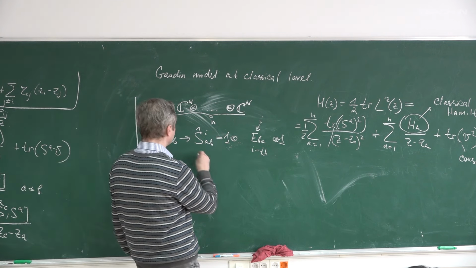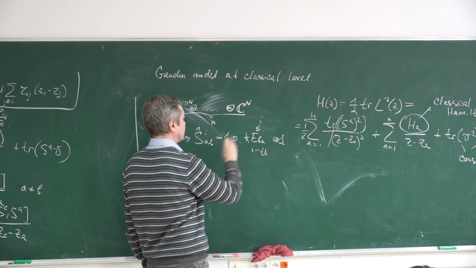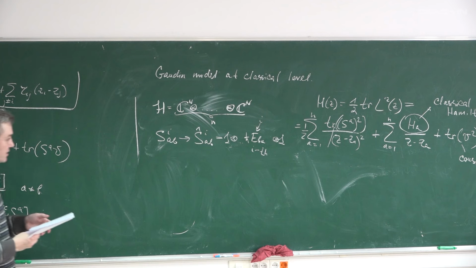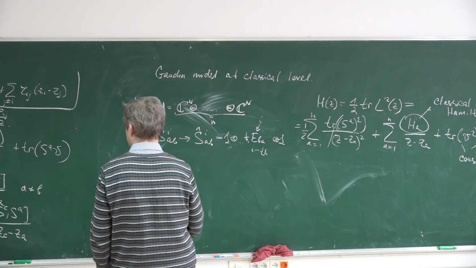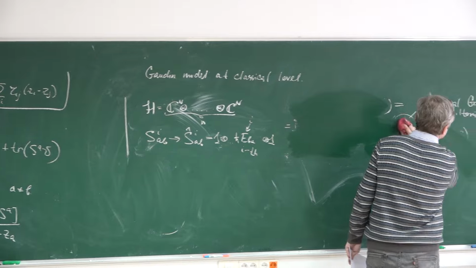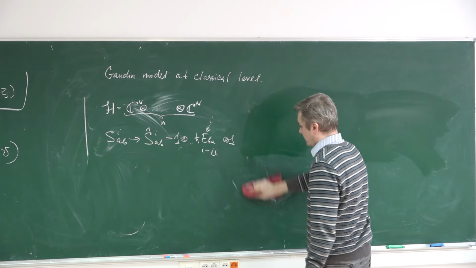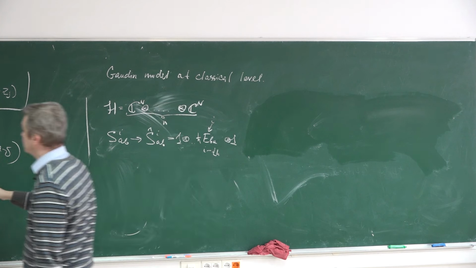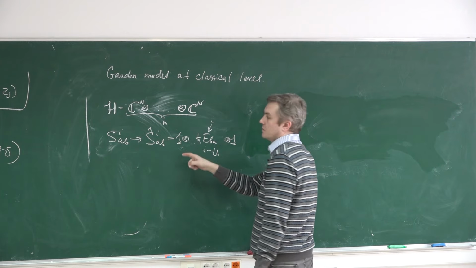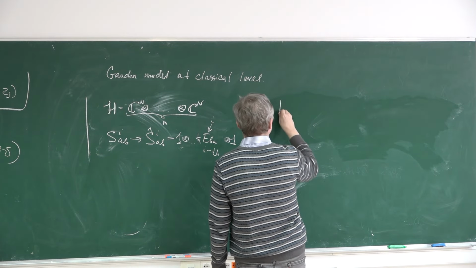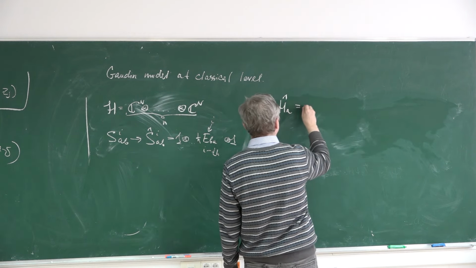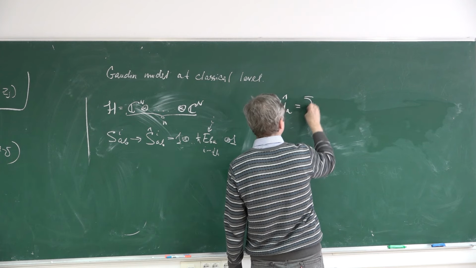Or maybe I should put also h bar here. Okay, let us now look at the expression for the Hamiltonian. So we are looking at this expression, and we want to quantize it using this rule. So what should we write? We should write here. So first of all, let us write it a little more explicitly.